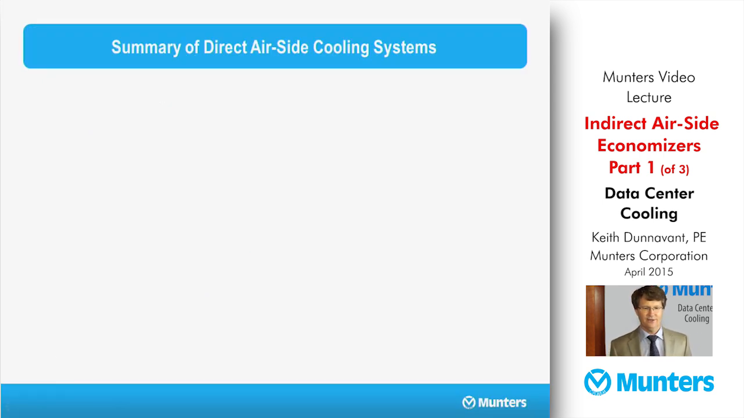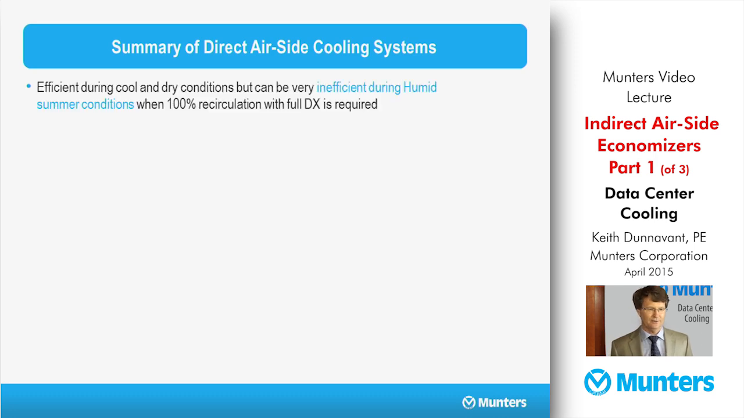Summary of direct airside cooling systems. Number one, it is efficient cooling during cool and dry conditions, but it can be very inefficient during those humid conditions when you go to full recirculation air cooling with full refrigeration potentially. Because you're cooling with outdoor air, you're bringing those outdoor air pollutants into the space, which introduces a risk for potential corrosion on the circuit boards.